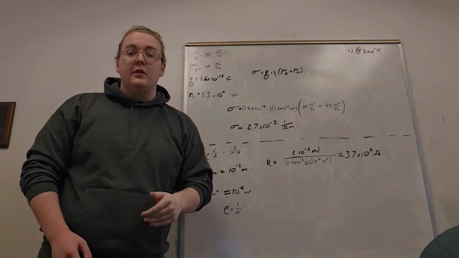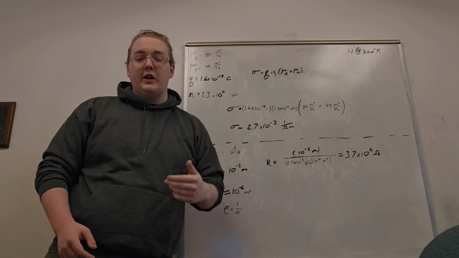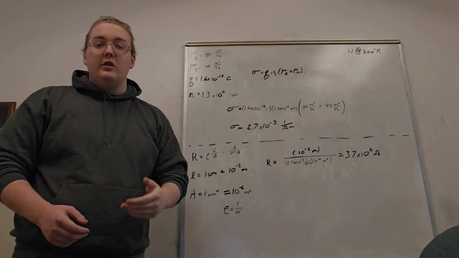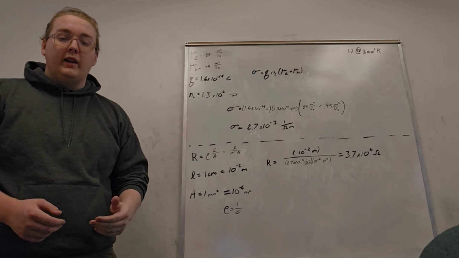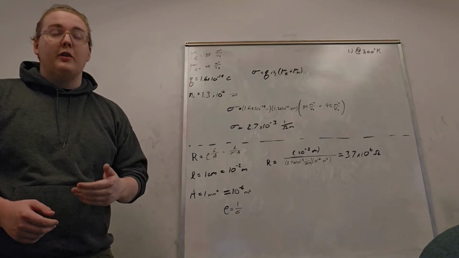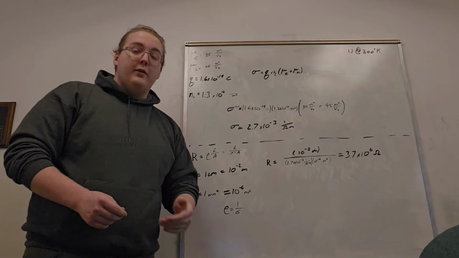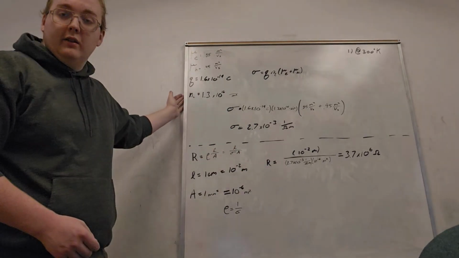The reason we are able to use intrinsic concentration is because we have an undoped silicon semiconductor, meaning that our concentration for electrons and our concentration for holes will be exactly the same. Therefore, we can just use the intrinsic concentration.